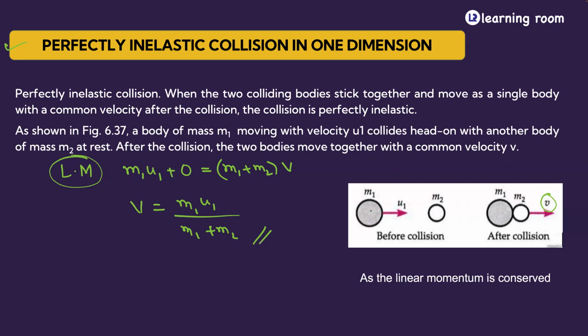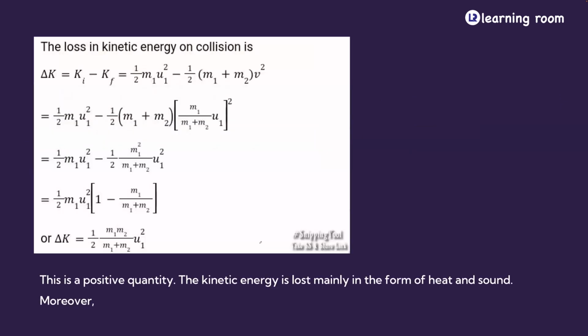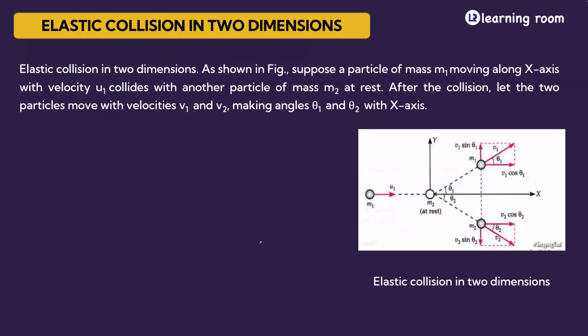Okay, listen to this. The next concept we'll see is elastic collision in 2 dimensions. When you talk about elastic collision in 2 dimensions, it is also called an oblique collision. Since they use the word elastic here, what is conserved? Linear momentum is conserved and the kinetic energy is conserved. So they both are conserved.